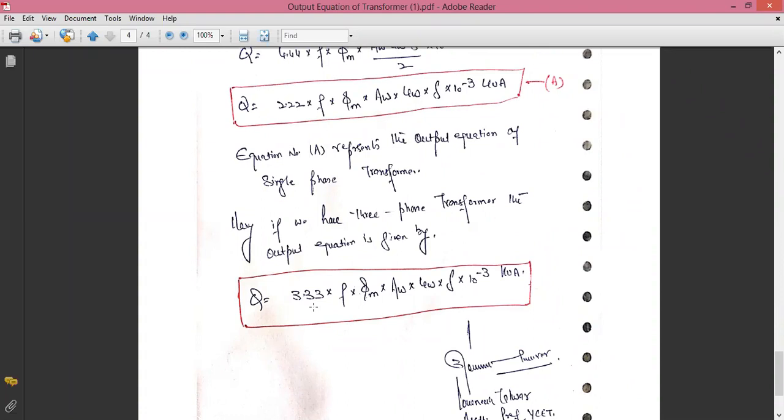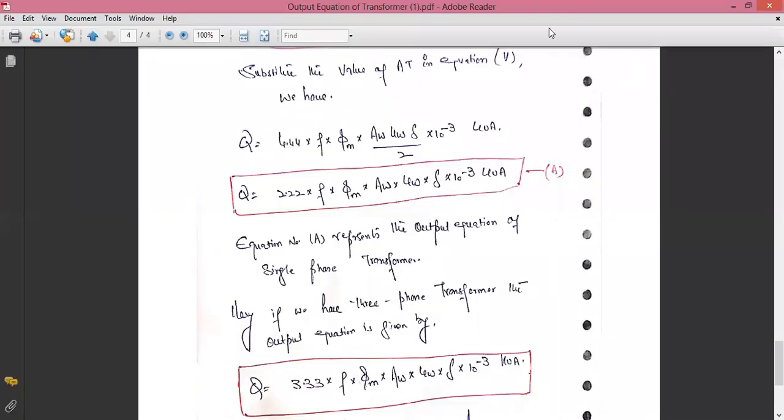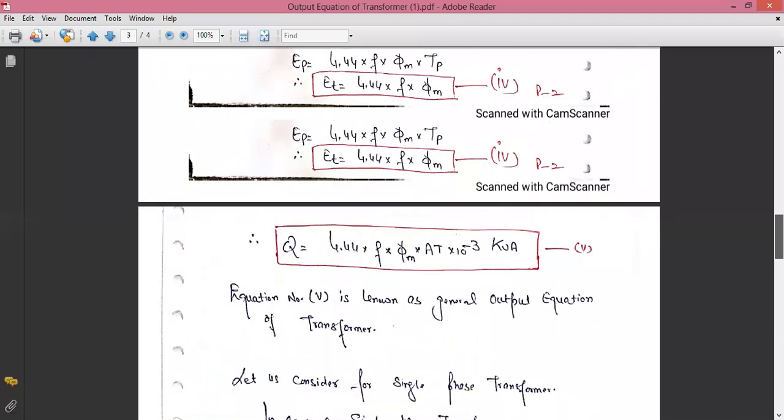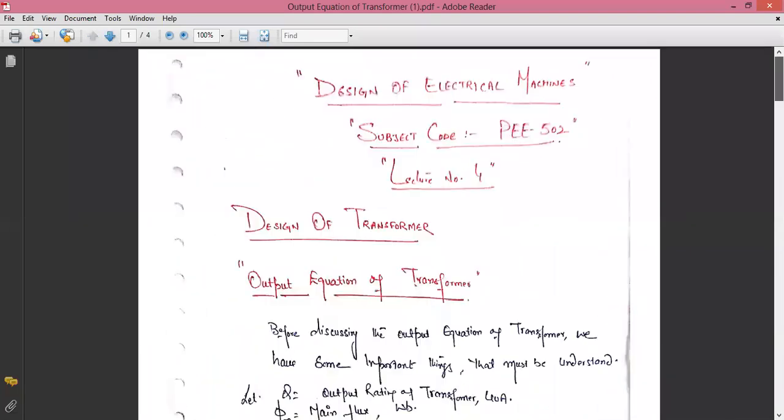Sir, please repeat the topic again tonight. From where? So now, does anybody have any doubt related to today's lecture, that is the output equation of the transformer? He or she can tell me. Yeah, anybody having any doubt? No sir.